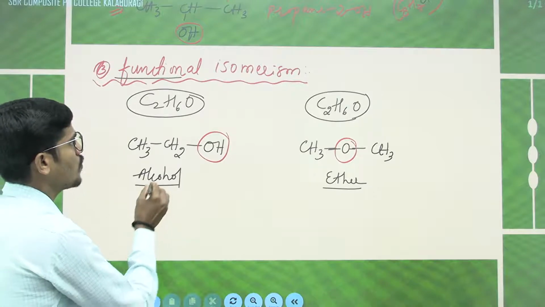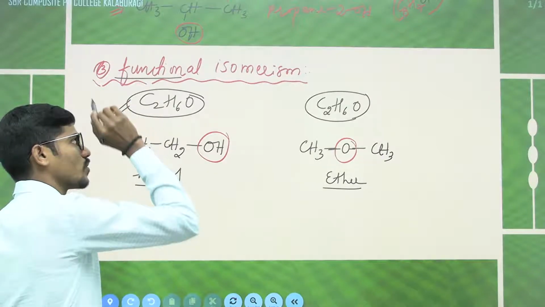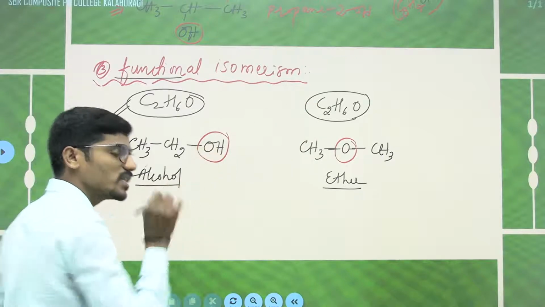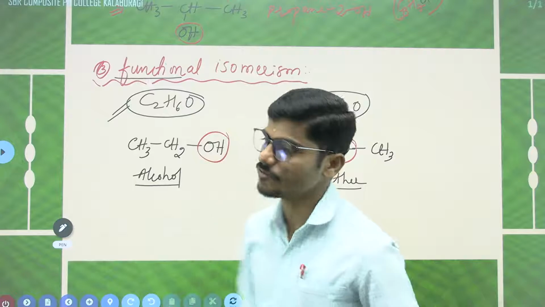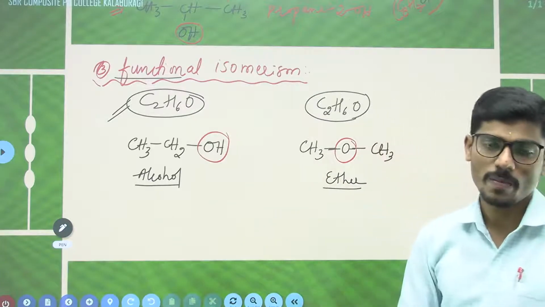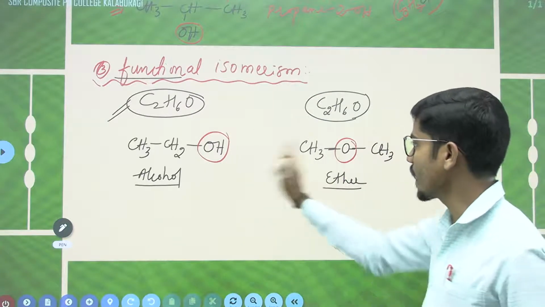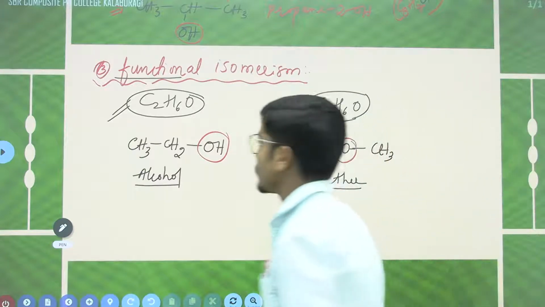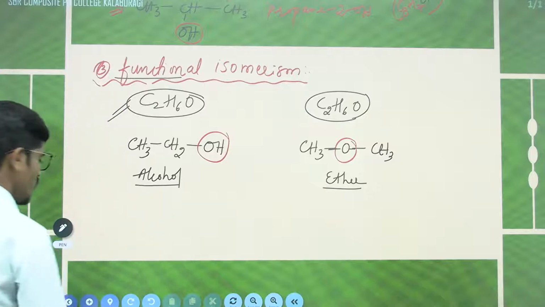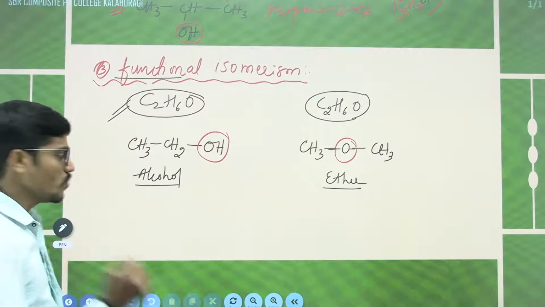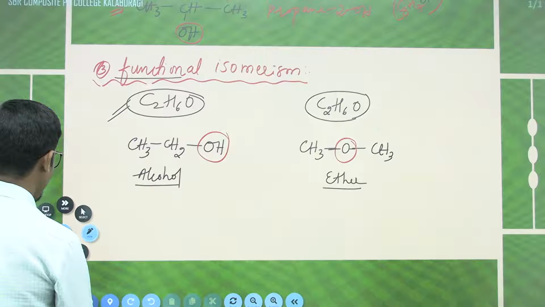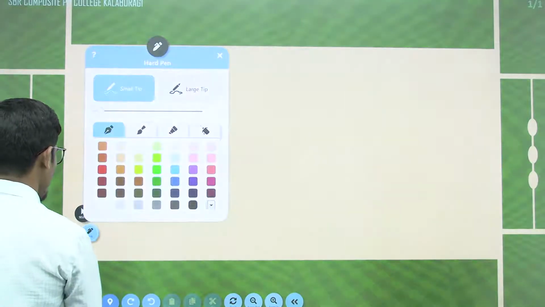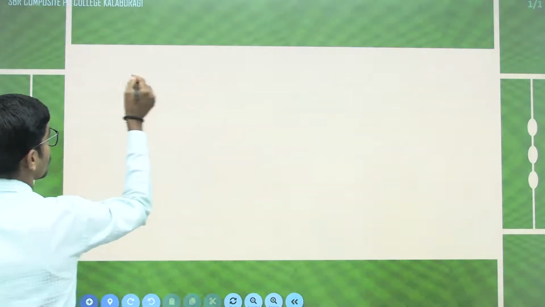The first one has the alcohol functional group, and this has the ether functional group. So two or more compounds which have the same molecular formula but differ in their functional group itself are called functional isomers, and the phenomenon is known as functional isomerism. Is it clear? Okay, right. And one more type of isomerism is exhibited by this, that is optical isomerism.